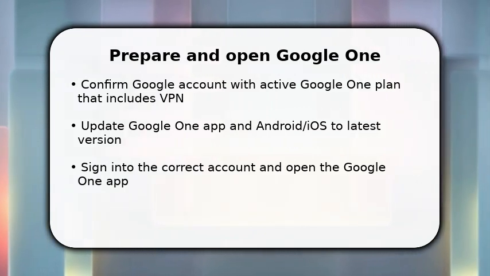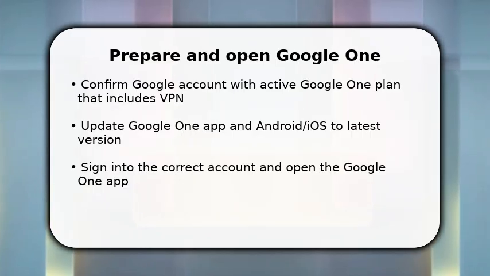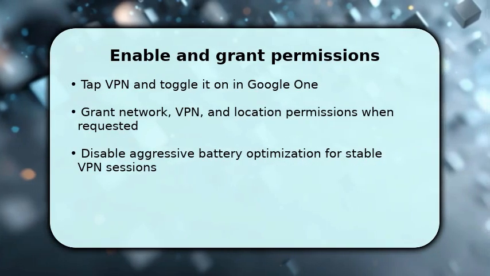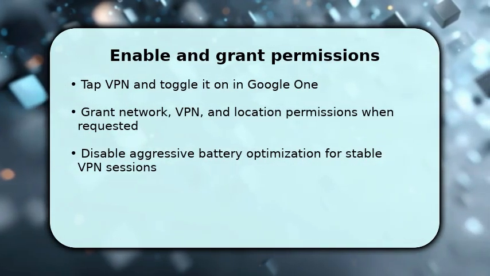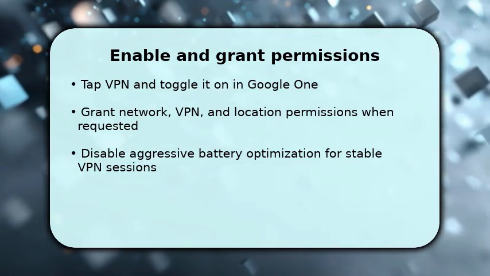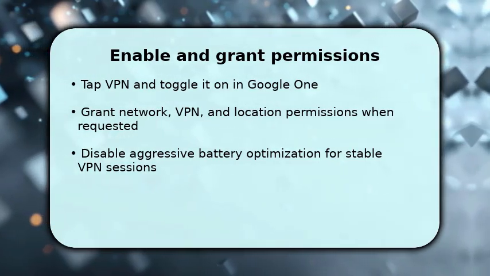Once inside the VPN panel, toggle it on. You'll see Permissions Requests next. Grant network and VPN setup permissions, and accept any connection requests. This allows the system to route traffic securely.